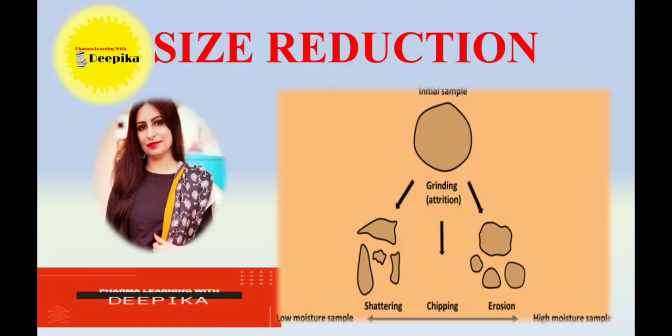In my previous video lectures on size reduction, I had discussed equipment which is used for size reduction, that is ball mill, hammer mill and fluid energy mill. The link of my previous videos is in the description box. Now I will discuss with you about another size reducing equipment which is cutter mill.